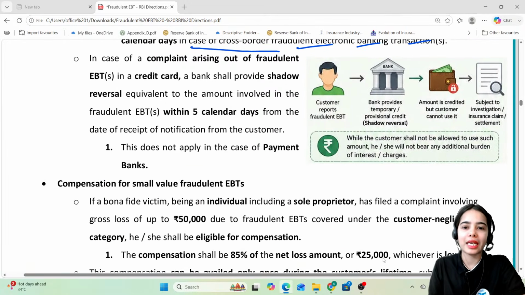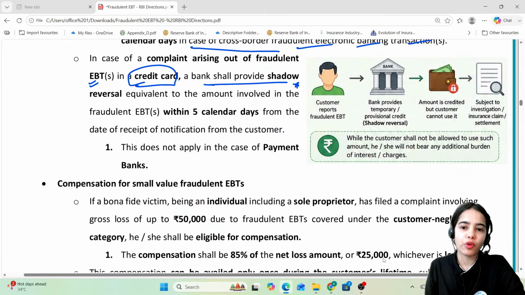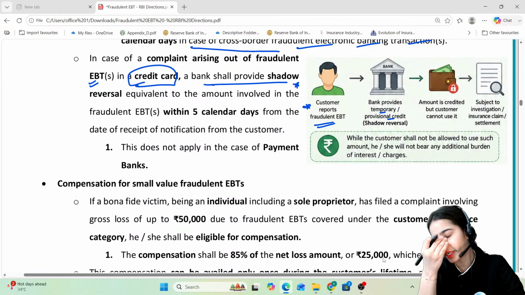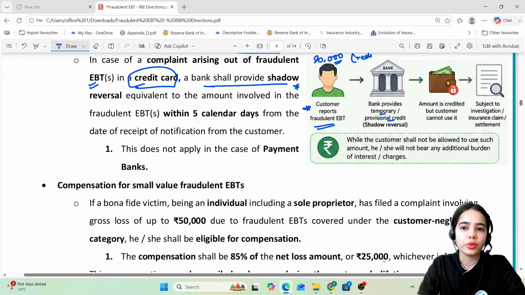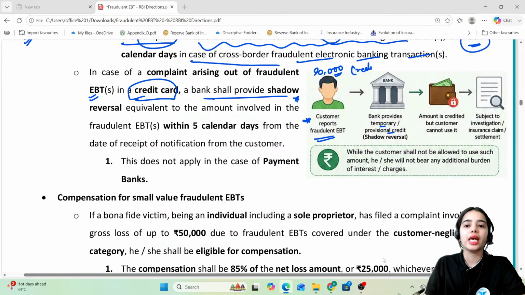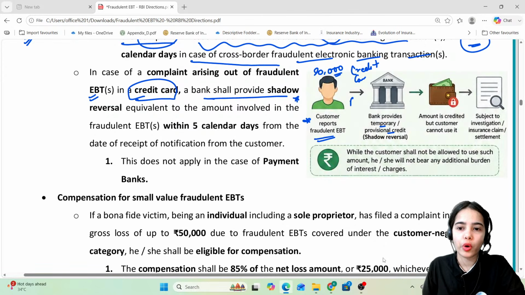In case of a complaint arising out of fraudulent EBTs in a credit card, a bank shall provide shadow reversal. Shadow reversal is what? The customer reports a fraudulent electronic banking transaction, and the bank provides temporary or provisional credit. Let's say 20,000 has been deducted from your credit card, 20,000 has been used, but you have not used it. Some other party was able to use your credit card, and a fraudulent electronic banking transaction has happened. So now the customer reports this fraudulent EBT of 20,000.